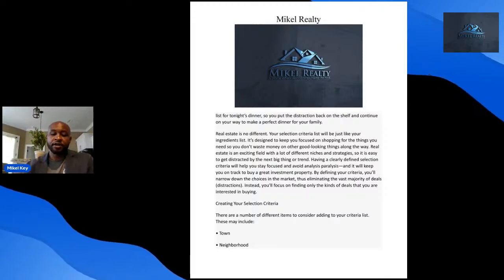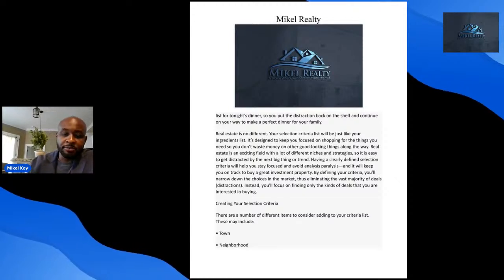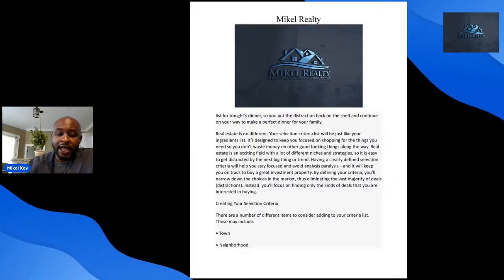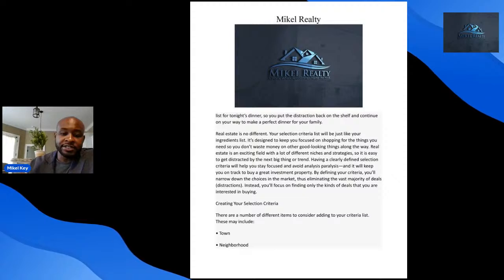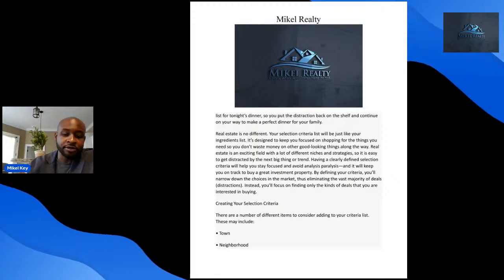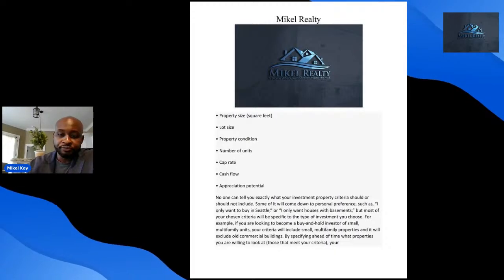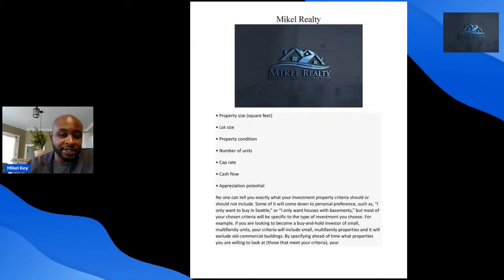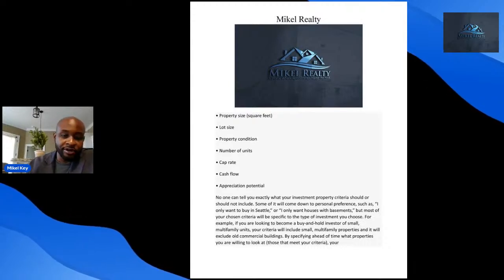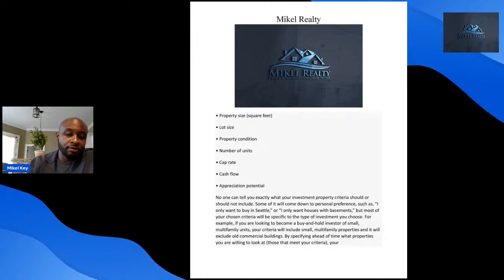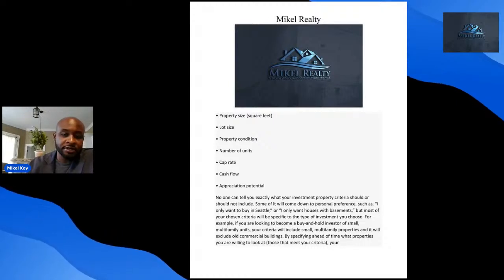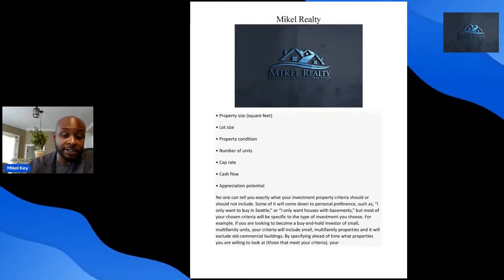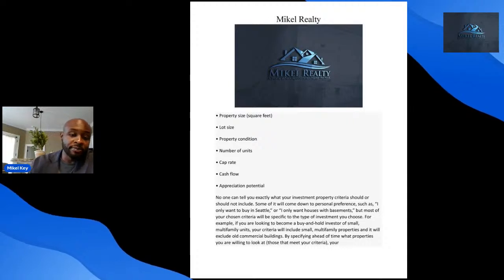So, creating your selection criteria. There are a number of different items to consider adding to your criteria list as an investor. Obviously, town, neighborhood. Some investors have a preferred property size, like I like 1,200 square foot houses. Then there's number of units. Some investors say, hey, I only like to buy 20 plus unit apartment buildings.